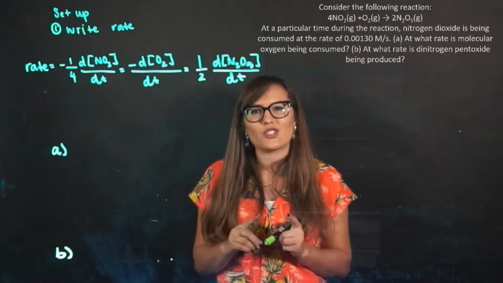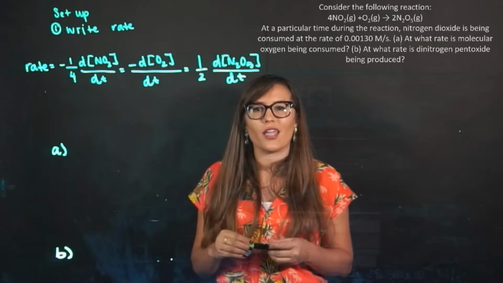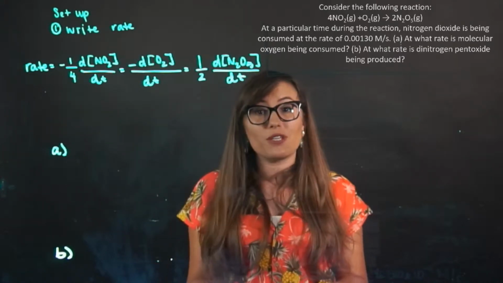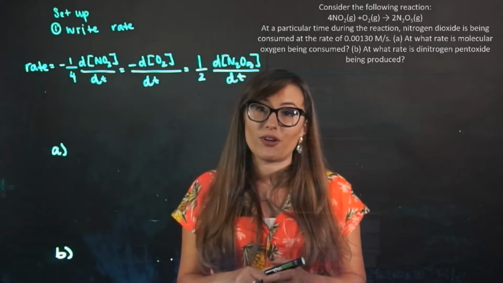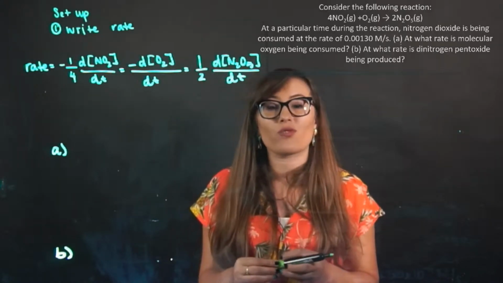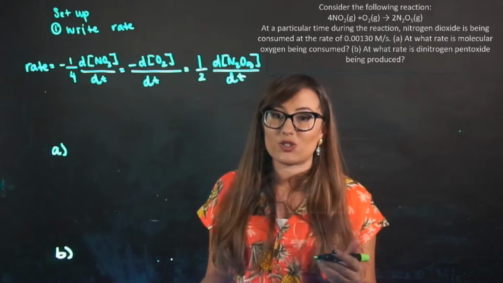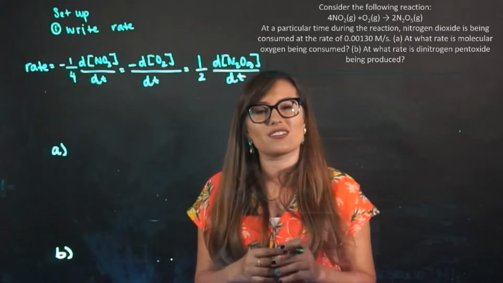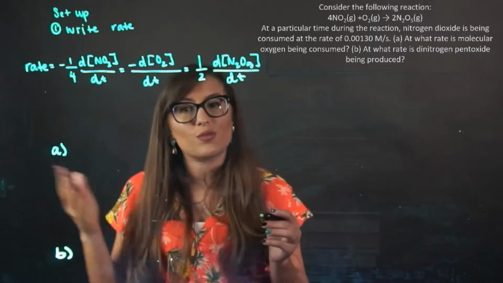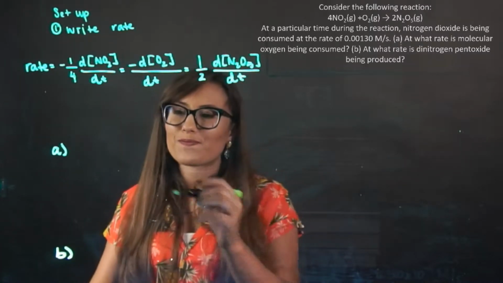The very first thing that you want to do when you come across a problem like this is you always want to write out the rate expression, because we're going to be using this to solve both parts of this problem. So in part A, we're looking at what rate is molecular oxygen being consumed, and they give us the rate of consumption of nitrogen dioxide. So we're going to use this expression to relate the two to one another.